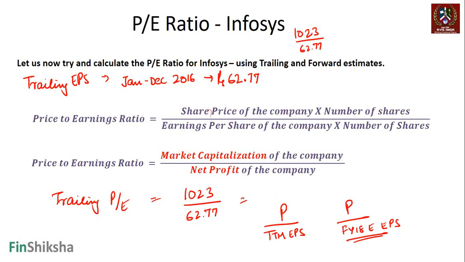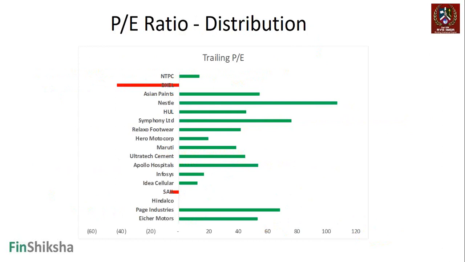Now, to extend our understanding, what is important is that we understand the distribution of some of this data, right? If we look at a set of companies on the Nifty or NSE and look at how the trailing PE ratio works for them, we find that something like NTPC, which is in the power sector, works at around 17-18. BHEL is negative. What does negative mean? Price can never be negative, so the earnings are negative, correct? It's making losses. Asian Paints is around 55, Nestle is around 100, HUL is around 50, Symphony is around 75 or 80, Relaxo Footwear is around 50 approximately.